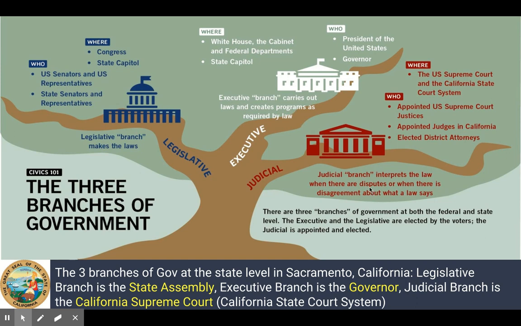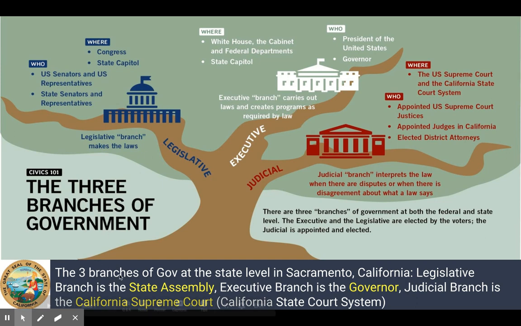Wow. So if you go to Washington, D.C., then you would find the U.S. House of Representatives and the U.S. Senate that makes the laws for the entire country. But in California, we also have a legislative branch up in Sacramento. And we're going to continually talk about this kind of concept.